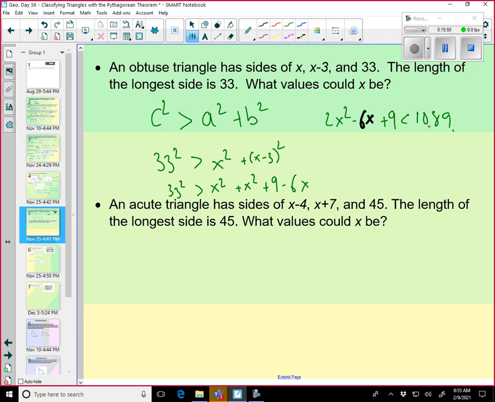We have a quadratic equation, we will simplify that. So first thing is get everything to the left side: 2x square minus 6x. Subtracting 1089 from both sides, I'll have minus 1080 is less than 0. Then divide all throughout by 2. I get x square minus 3x minus 1080 divided by 2, which is nothing but 540, is less than 0.